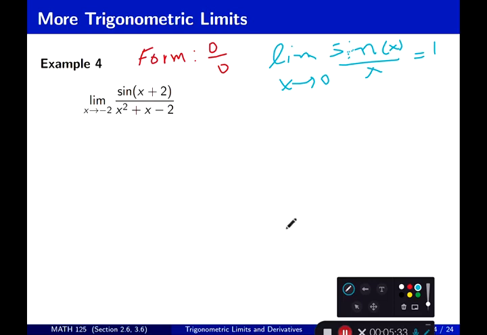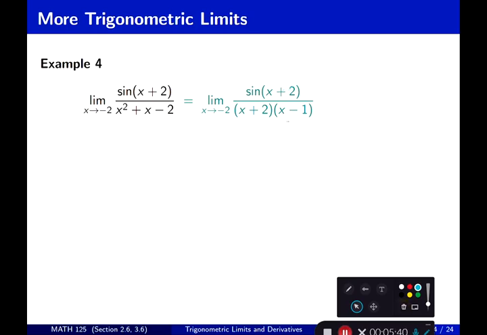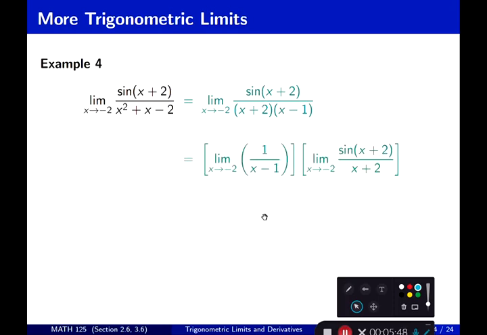So what do we do? Factor the denominator, and then when you factor the denominator, x plus 2 appears. Then separate the two fractions and then separate the limits. So you separate sine of x plus 2 over x plus 2, and 1 over x minus 1, and separate the limits. Why can we do that? Because both limits will exist, and so we can use the product law of limits.